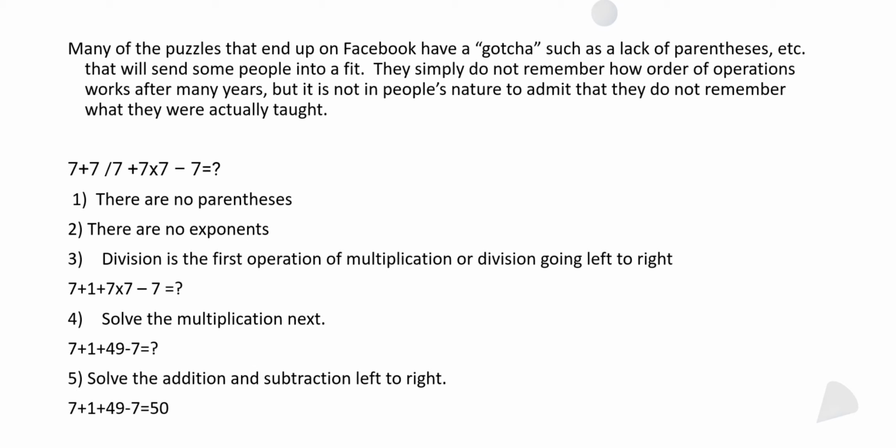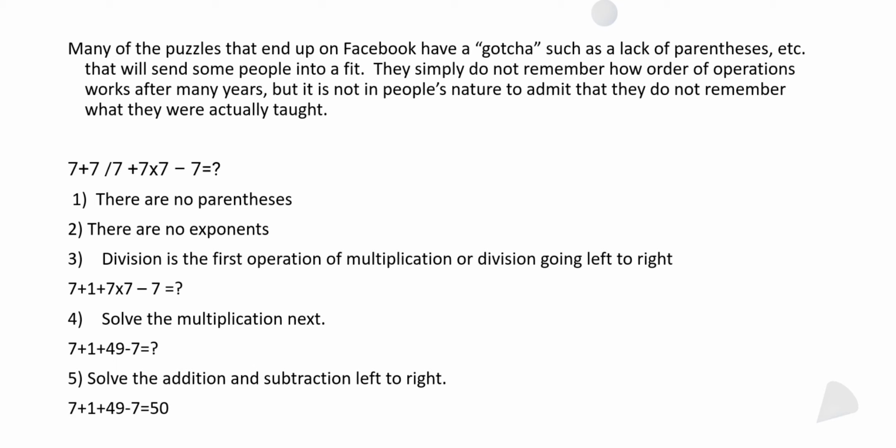So back to this problem here. You got 7 plus 7 divided by 7 plus 7 times 7 minus 7. Many of these puzzles, again, have a gotcha, like a lack of parentheses, etc. And a lot of people will say, well, if you don't have parentheses, order of operations doesn't apply. I don't know where that got started, but that is completely false. If you don't have parentheses, you don't have exponents, you just go down the list. And number 3, you look at multiplication and division.